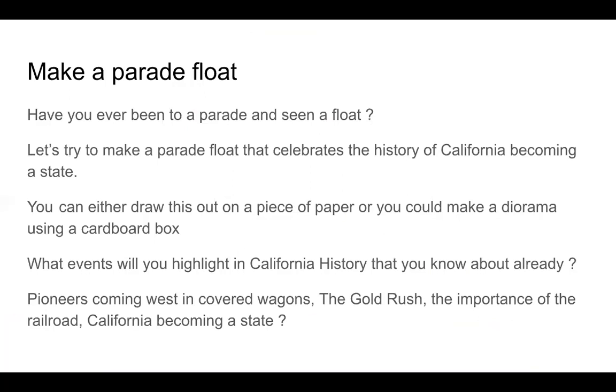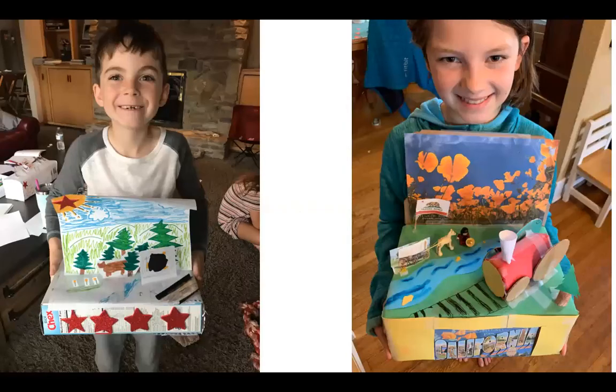They can either just draw this on a piece of paper, but we made one with a diorama. We have a lot of boxes laying around the house right now, so that's what we used. I've got some pictures in here that you could see some examples. That's my daughter on the right there, Callie. We did a couple printouts there. We have our poppies, and she made a railroad out of cardboard. We have our covered wagon of someone going west to find gold. We incorporated some Legos in there as well.